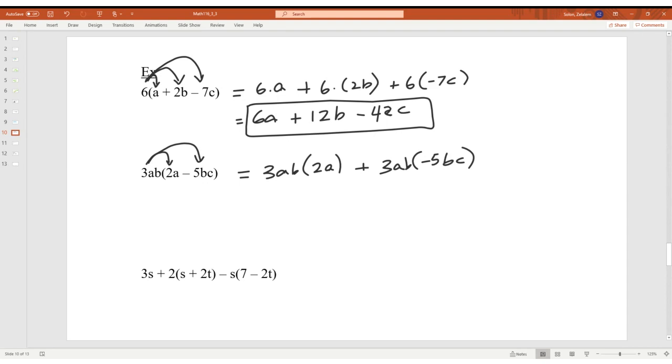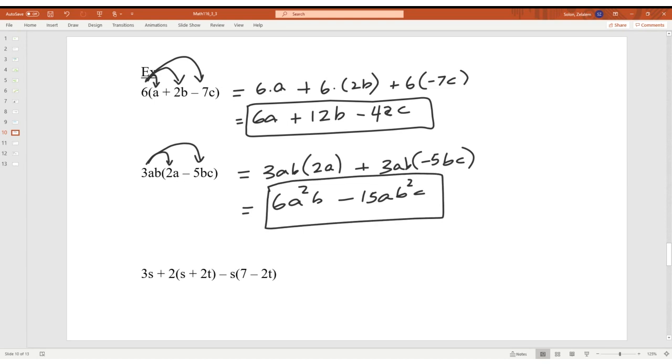Okay, now let's multiply the numbers first. 3 times 2 is 6. And here we have a times a, one a and another a. A times a is a squared. Then we have b. Here we have 3 and negative 5. 3 times negative 5 is negative 15. Then we have a, we don't have another a. We have b times b, which would be b squared. And finally, we have c. That's how you multiply a monomial by a binomial, or a trinomial for that matter. Any question on these two examples?